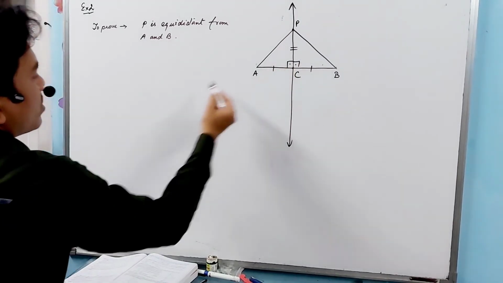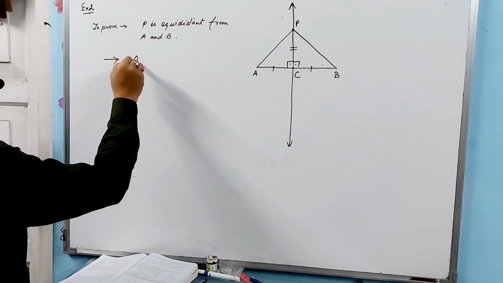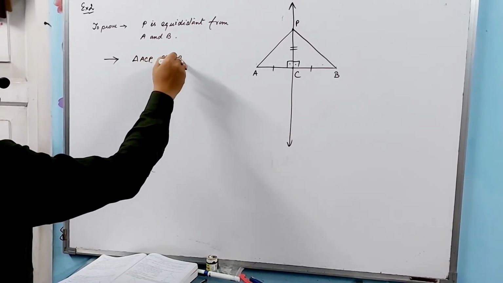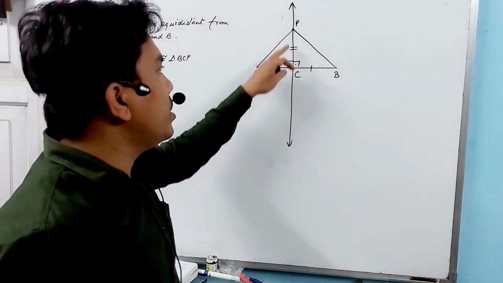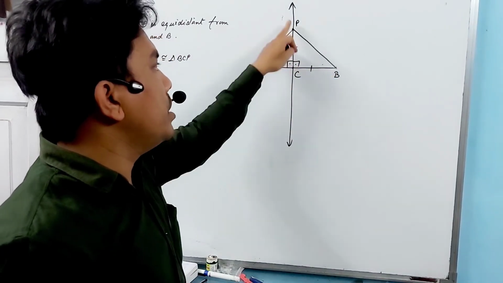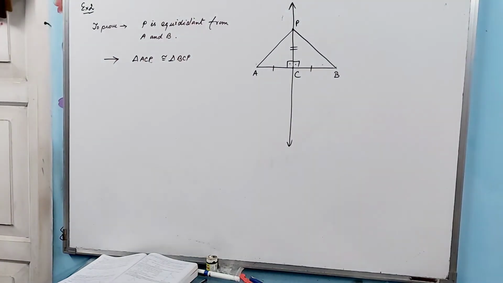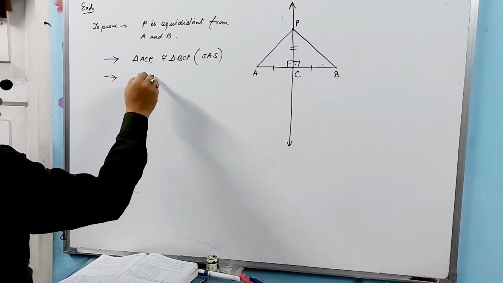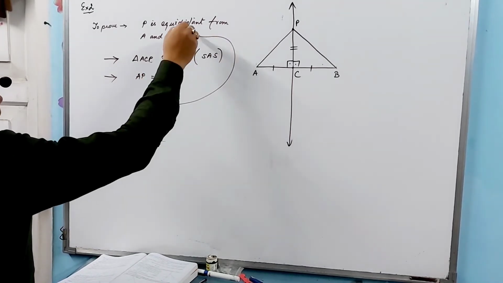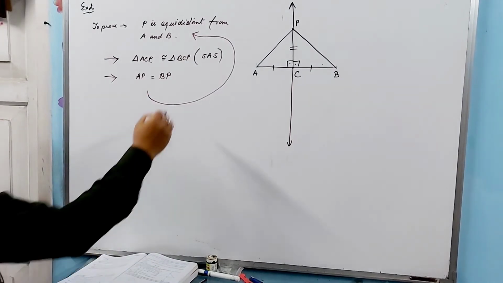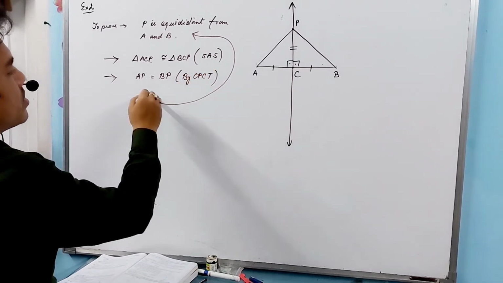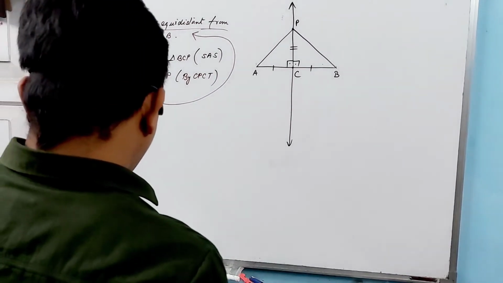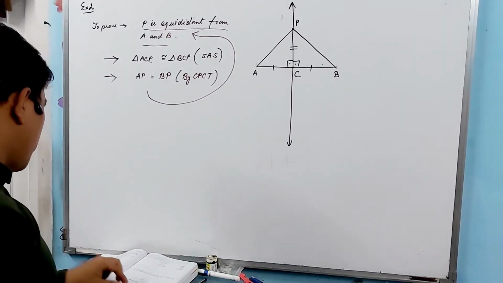So for that, what we have to do? We have to prove that both the triangles are congruent. We have to prove that triangle ACP is congruent to triangle BCP. See, I have written ACP, then the other triangle you write as BCP. Clear? So both the triangles are congruent, we have to prove by SAS. And finally, by CPCT, AP will be equal to BP. And then we can say that P is equidistant from A and B. Is it clear? So do it by yourself and send me. Alright. Now, let us proceed to the next example.